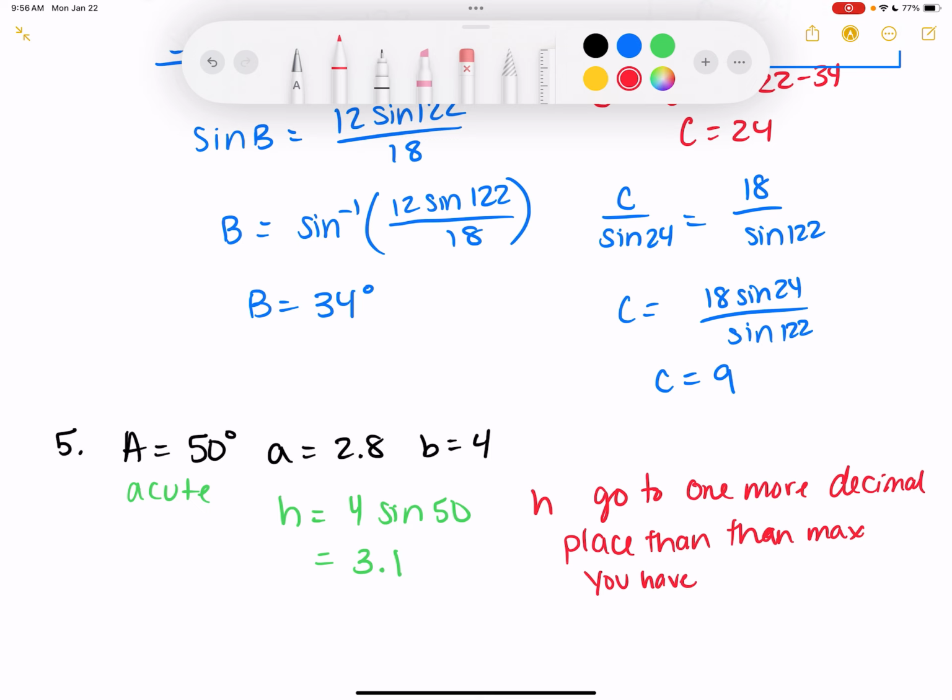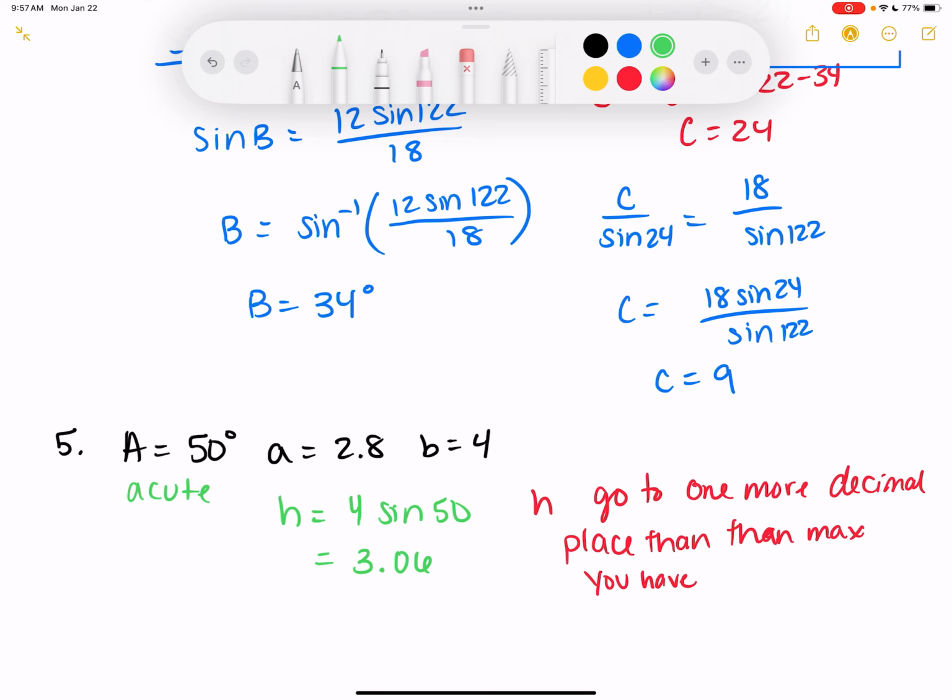So in this case, since I had 1 there, I'm actually going to go out to 2 here. So it's going to be 3.06. Okay, and you'll see why there's one problem that we'll do as an example that you'll see why we have to do it that way. But I'm looking for H compared to A and B. Okay, so I want to see which scenario I'm dealing with.